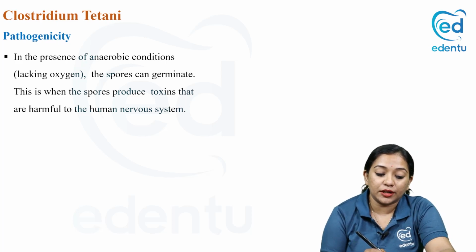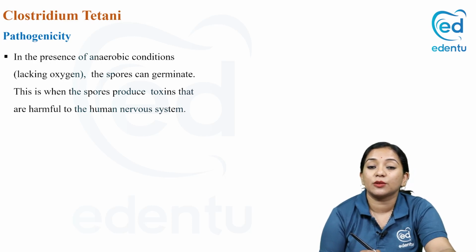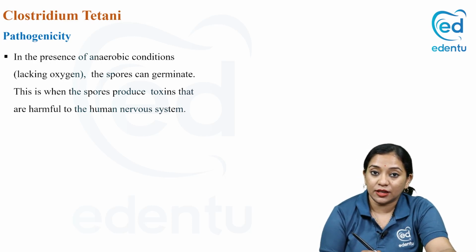In anaerobic conditions, the spores can germinate, and this is when they produce toxins and can even enter into the nervous system. The main aim of the toxins of Clostridium tetani is to attack the nervous system of the human body. So, that is their main aim. Let's see what is happening in this condition.